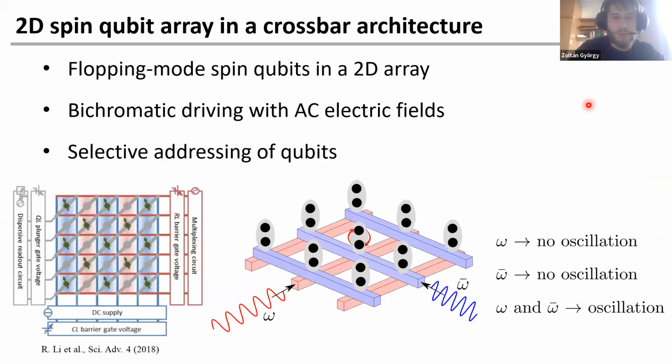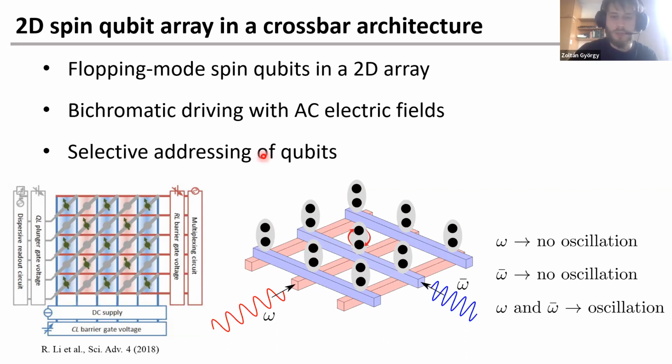So I will talk about the addressing of spin qubits arranged in a crossbar architecture. These black circles and this gray ellipse represent spin qubits. So we have here 9 spin qubits arranged in a crossbar architecture like this, and our goal is to manipulate the state of the qubit. It means that we want to induce an oscillation between the qubit 0 and 1 state. And it can be achieved by some external driving field.